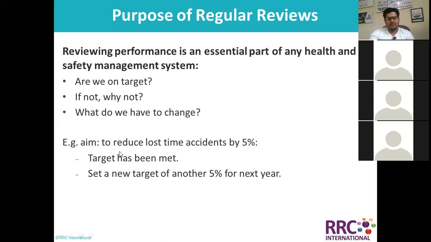Same way, we have to aim to reduce lost time accidents by 5%. Target has been met. Set a new target of another 5% for the next year. So our KPIs, our objectives must be measurable in nature. That is why the word SMART is important before you decide or select or define your objectives relevant to safety, quality, health, environment, CSR, even corporate social responsibility. Whatever KPIs or objectives you are making, make sure they are measurable and must be realistic also.